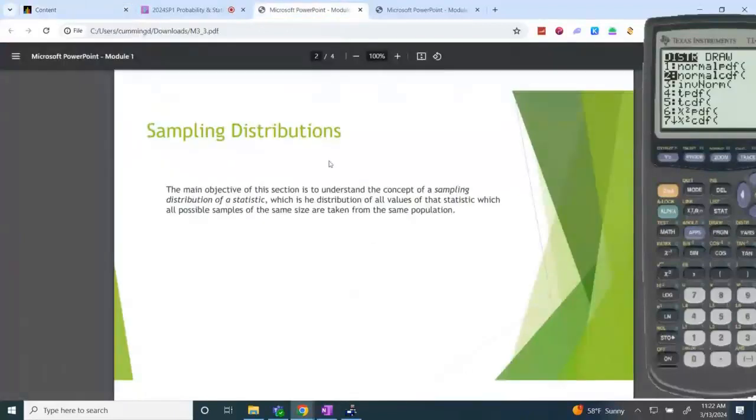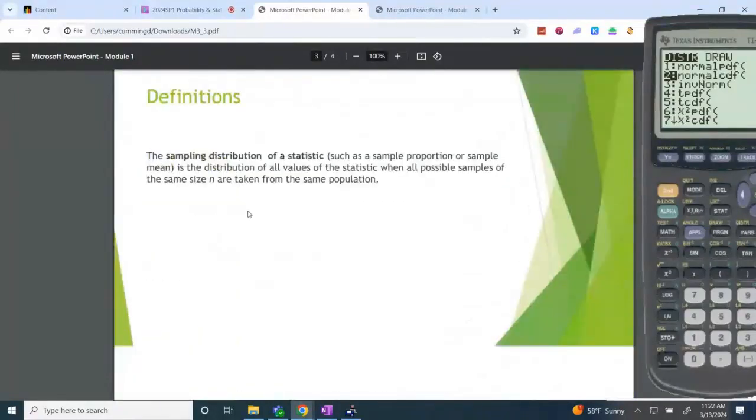Now to talk more about a sampling distribution, the main objective of a sampling distribution of a statistic is that it's a distribution of all values of that statistic in which all possible sample sizes are taken from the population. The definition of a sampling distribution of a statistic is a distribution of values of the statistic when all possible samples of size n are taken from the same population. So this would constitute a new set of formulas.